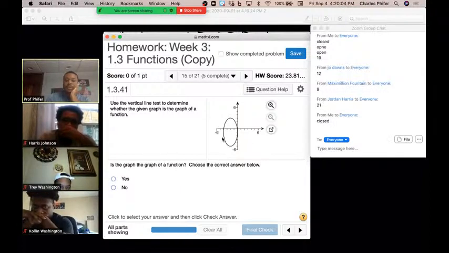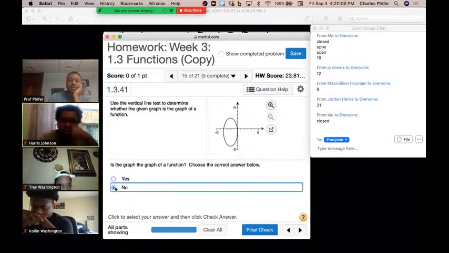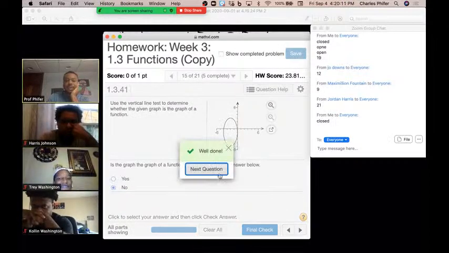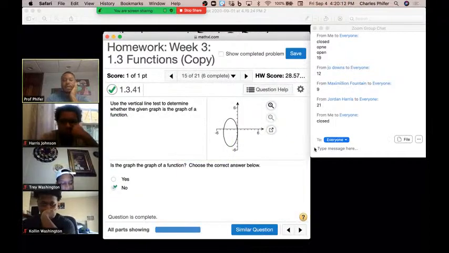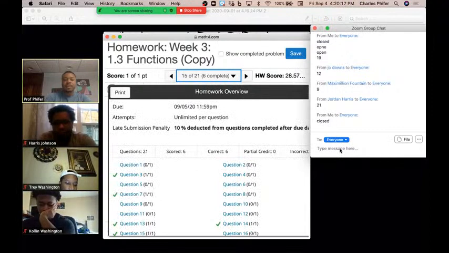Vertical line test, real quick. Does this pass or fail? Fail. It fails, right? That one is quick. You just look at it, write the answer, and keep moving.